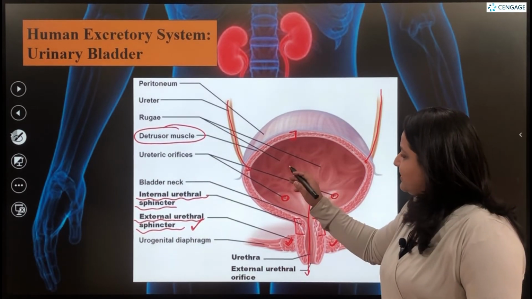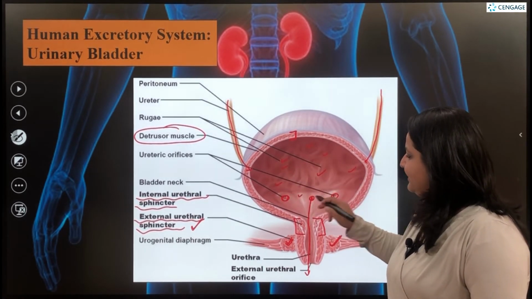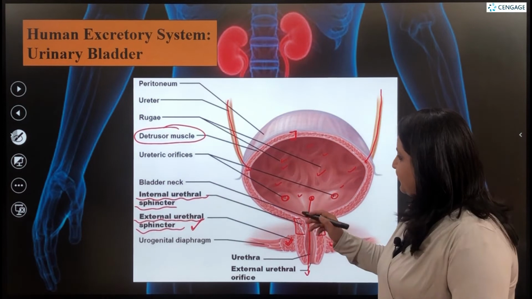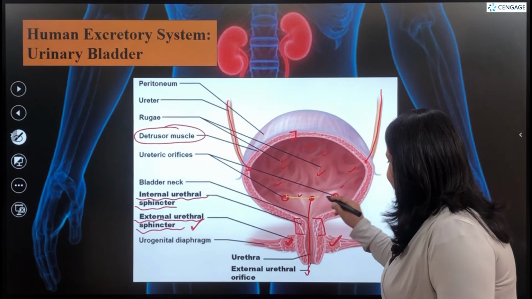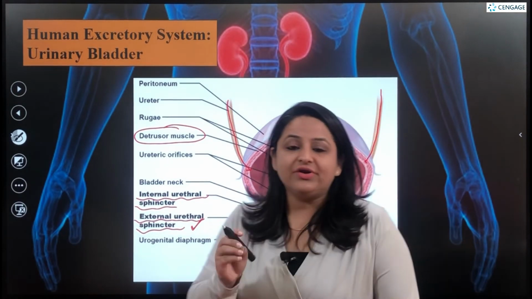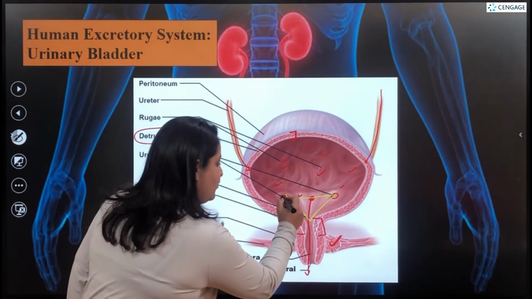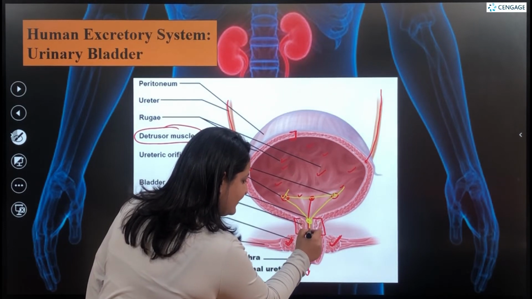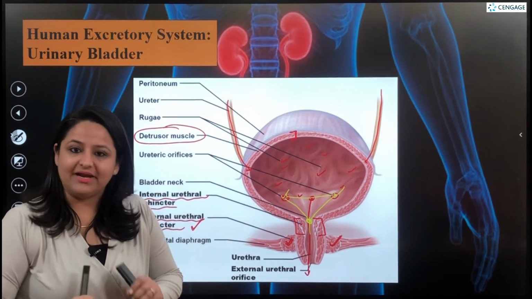Along with this, we can also see there are some folds inside the urinary bladder. You can see these folds of the inner lining. These folds are known as rugae. And there is also this triangular structure that we can see over here. This triangle is known as the trigone of the urinary bladder. So the trigone of the urinary bladder is made up of 3 openings. What are these 3 openings? The 2 openings from the ureters and 1 opening through which the urinary bladder opens into the urethra. So this forms the trigone of the urinary bladder.